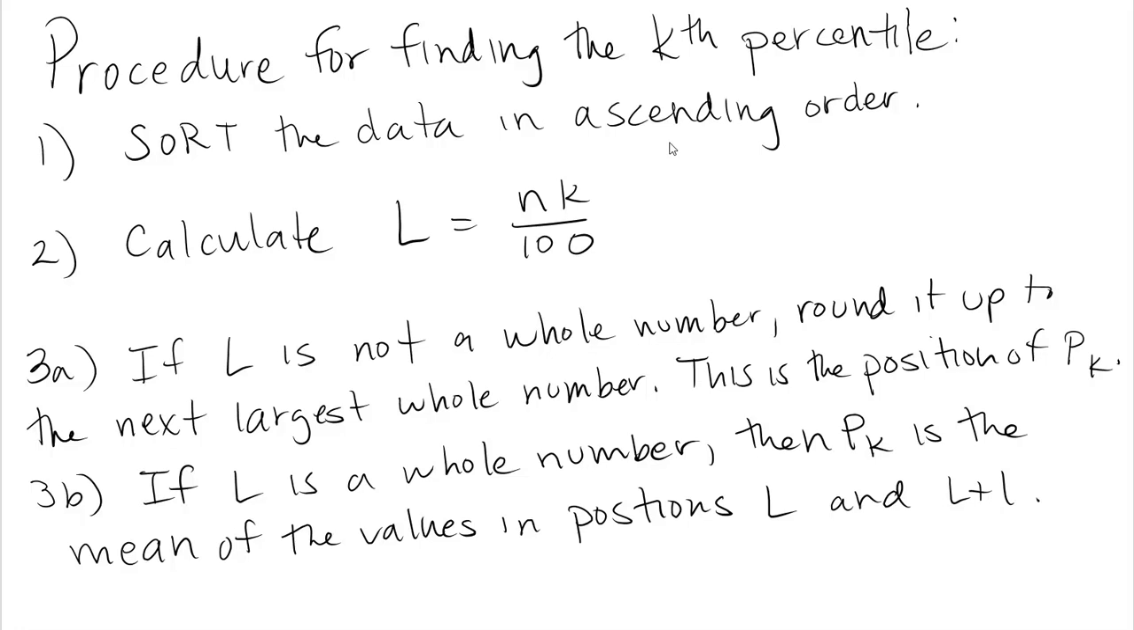Step 1 when finding the kth percentile, you must arrange the data. In order for a percentile to make sense, the data has to be sorted. And for this particular procedure, you want the data sorted in ascending order. So that means from smallest to largest.